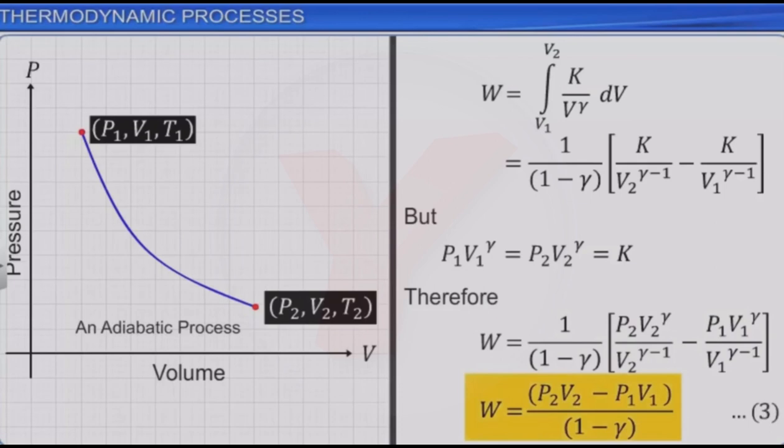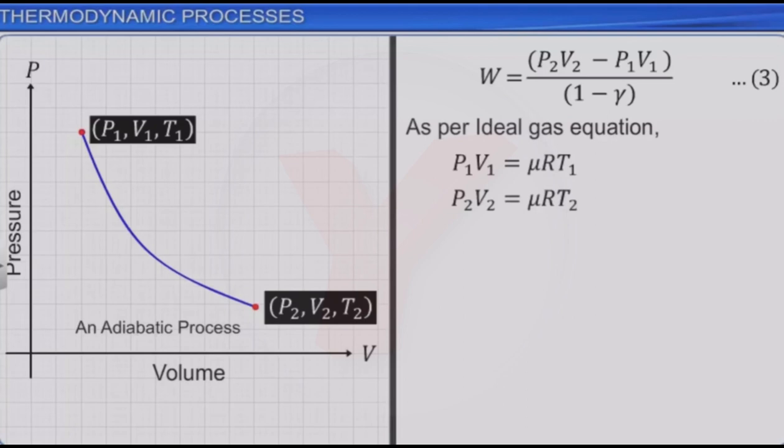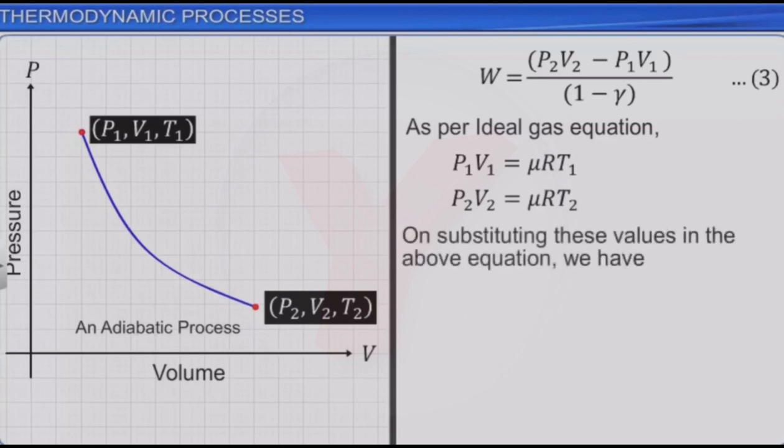We know that according to the ideal gas equation, P1 V1 = μ R T1 and P2 V2 = μ R T2. On substituting these in the above equation, we have W = μ R (T2 − T1) / (1−γ). Equations 3 and 4 are the mathematical expressions for the work done by a system in an adiabatic process.